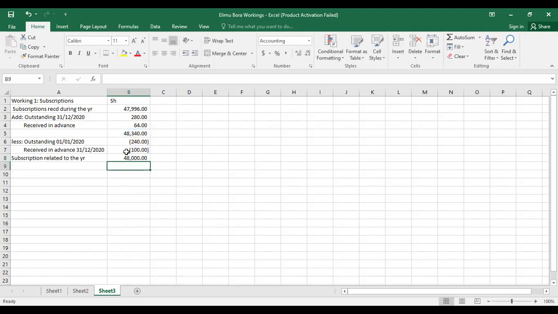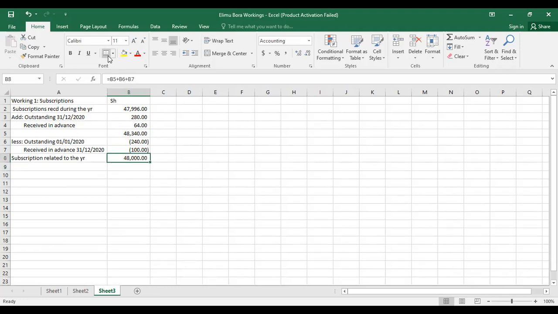So I'm getting 48,000. So this is the figure that will be taken to our income and expenditure, right? We go on. Then you've been given the other item that we need to adjust, which is the medicine consumed. We have the opening stock, and we have what was purchased during the year. So you need to adjust.